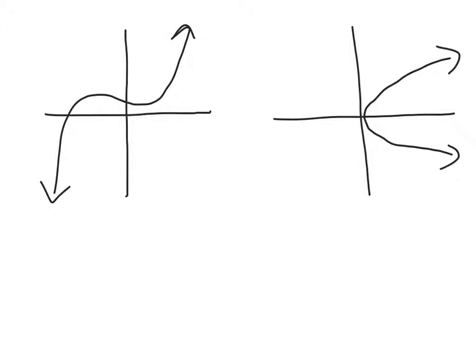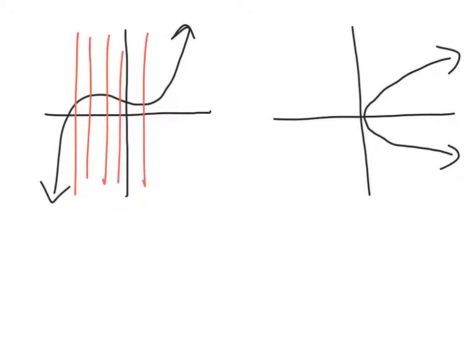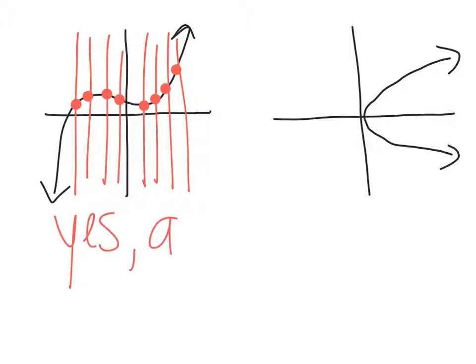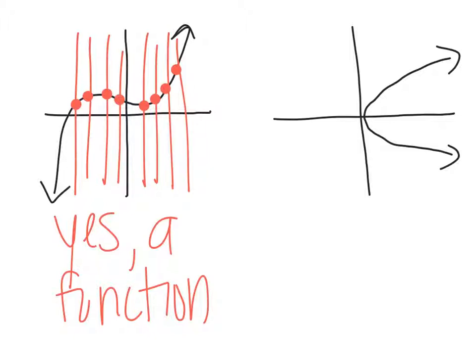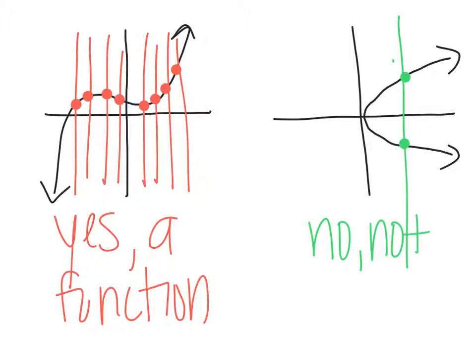And again, the vertical line test comes into play on this one. So if I draw on the graph on the left, if I keep drawing vertical lines, every time I draw a vertical line, it only touches my graph at 1 point. You can see these points here. So that tells us that this is a function. If I look at the graph on the right, if I draw a vertical line, notice that it touched the graph here and here. So that tells us that this is not a function.